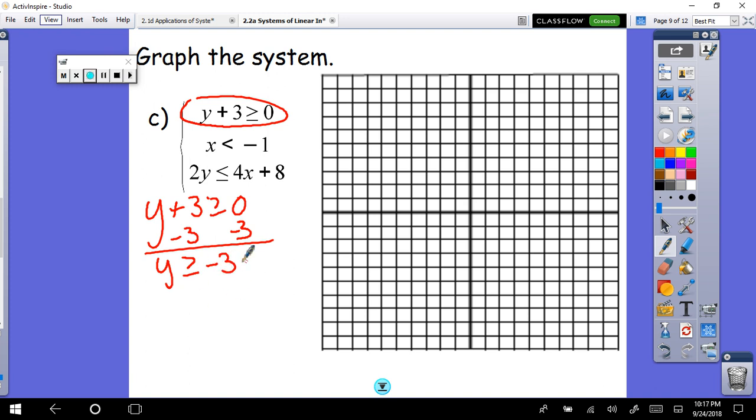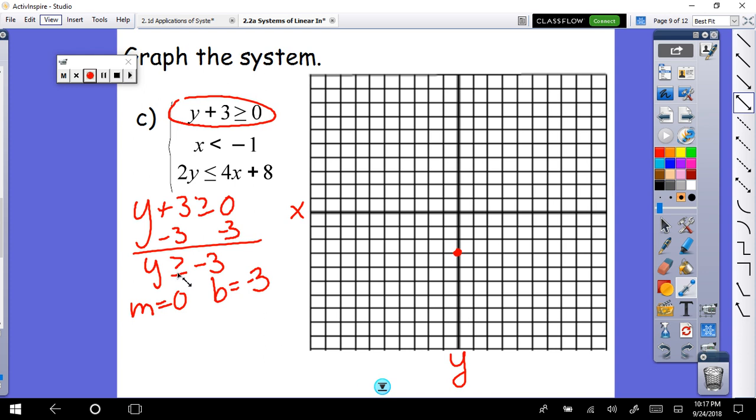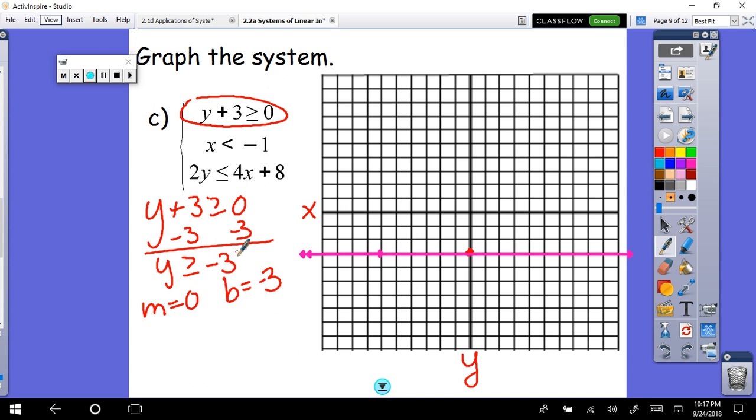So there is no x here, so essentially our slope is 0. We have 0 x's, and your y-intercept is negative 3. So you find the y-axis, so x, y is equal to negative 3 right here. There's no other values here, slope of 0, so it's just a straight horizontal line. And it's a solid horizontal line because it's greater than or equal to negative 3.